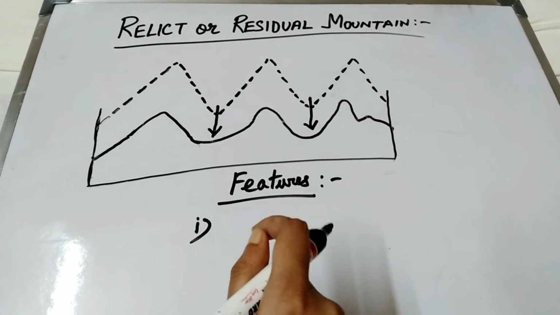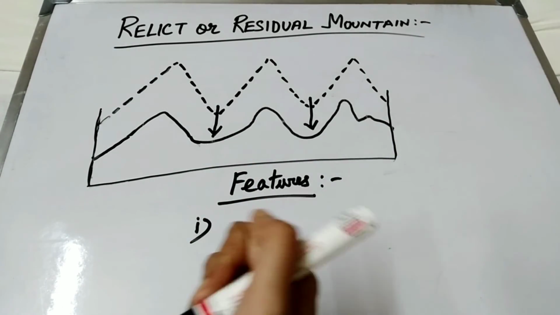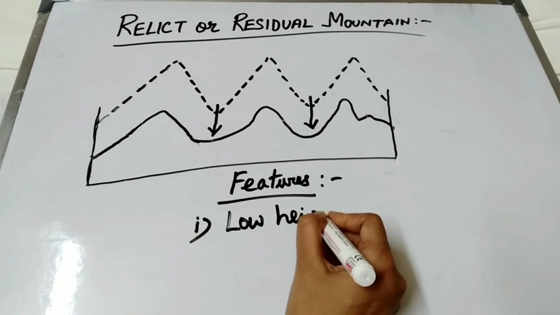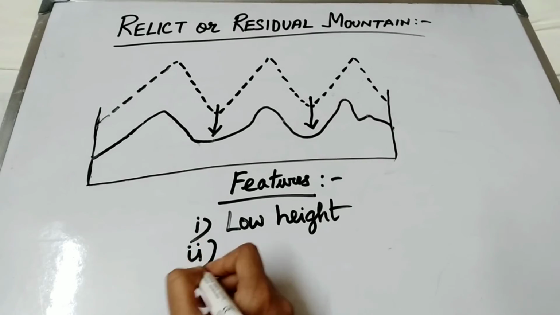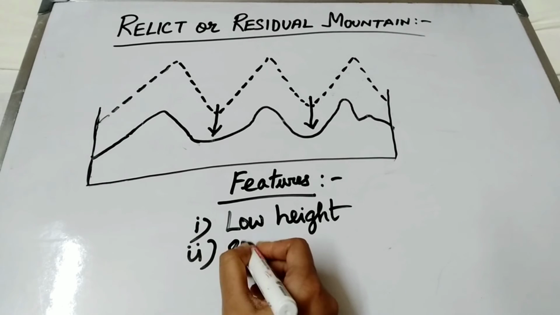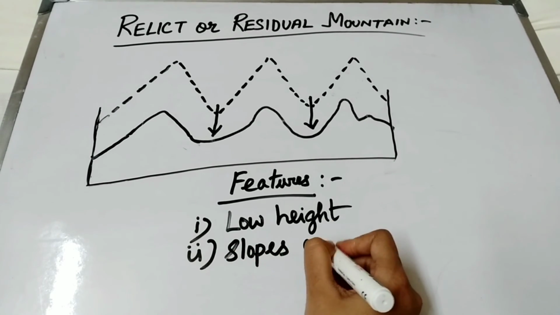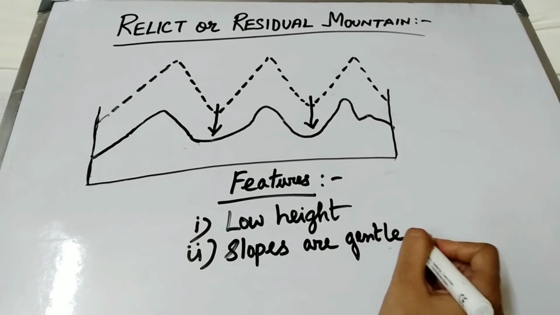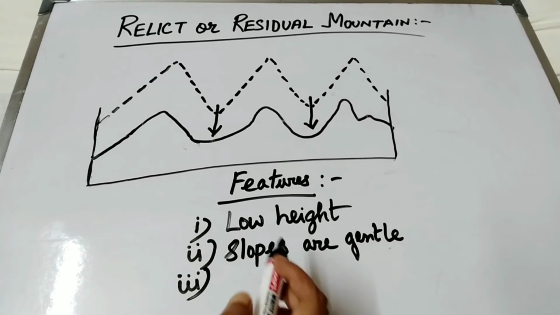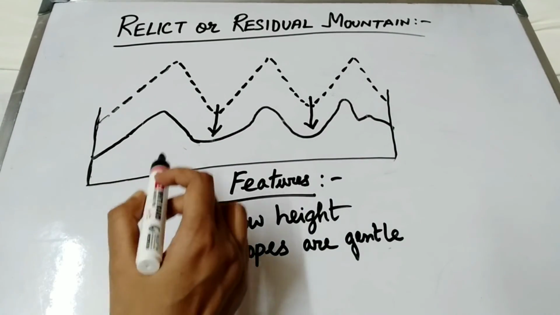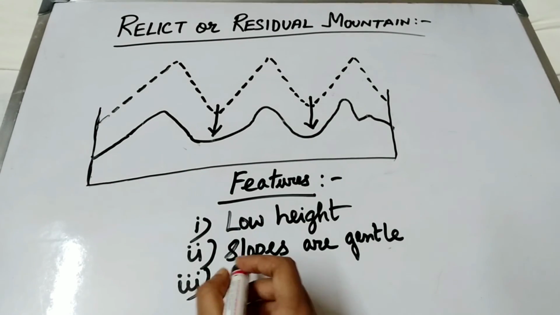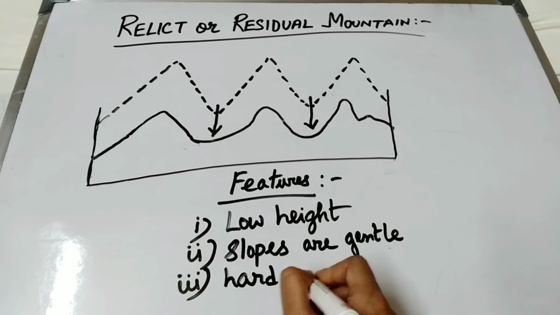As you can see in this diagram, these residual mountains or relict mountains are very low. So usually low height, this is the first feature. Next one, the slopes of the residual mountain are very gentle. So we can write here: slopes are gentle. Next, third one, it's composed of hard resistant rocks. So mainly the relict or residual mountains are hard resistant rock.